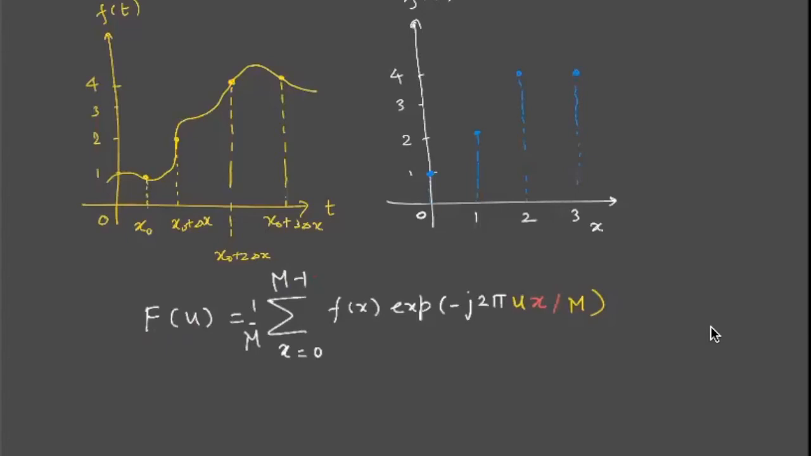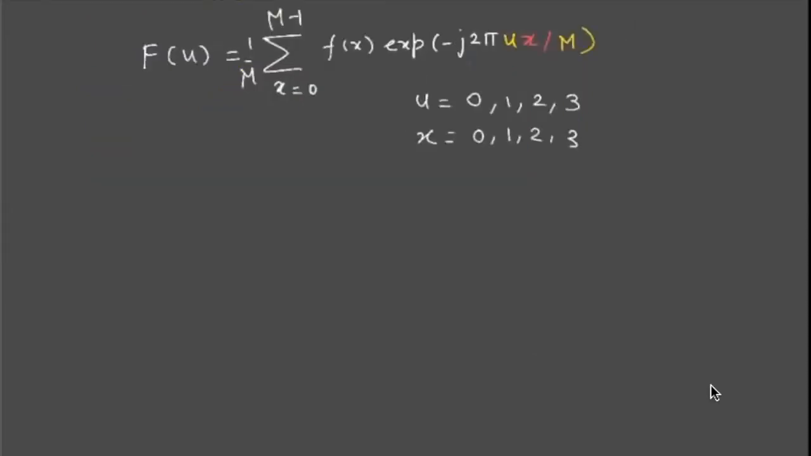So here, how many samples are we having? What is our m here? In this situation, our m is 4. Hence, it's going from x equals 0, 1, 2, and 3. We have 4 values in total. So let us calculate our first value. For this situation, u will also have how many values? 0, 1, 2, 3. And your x is also 0, 1, 2, 3. So let's first calculate our DC point, F of 0.